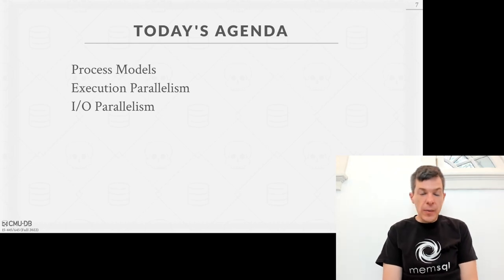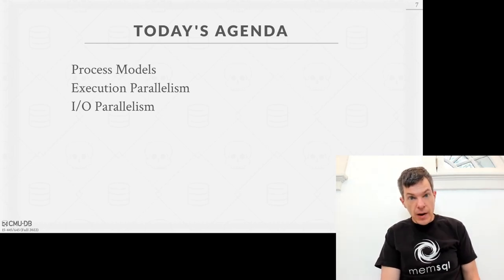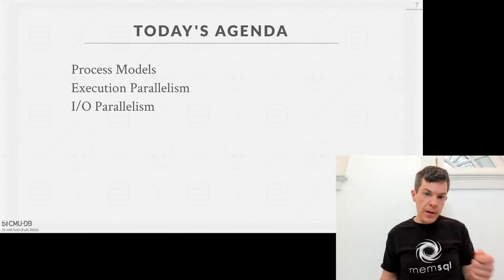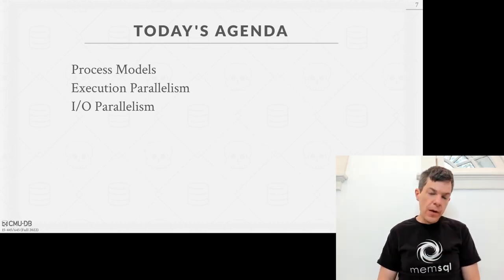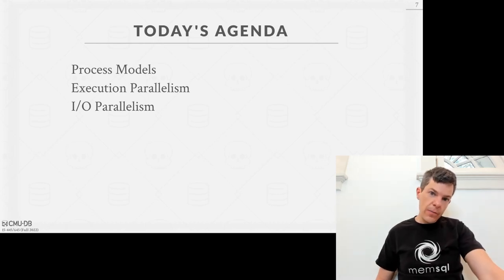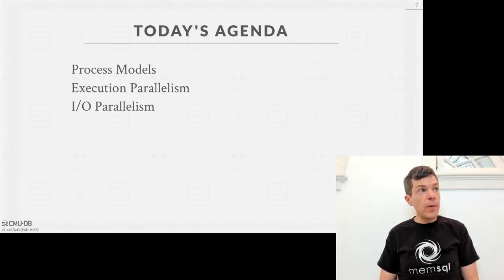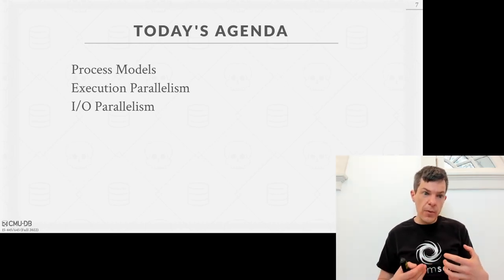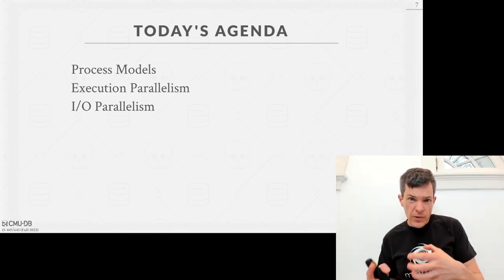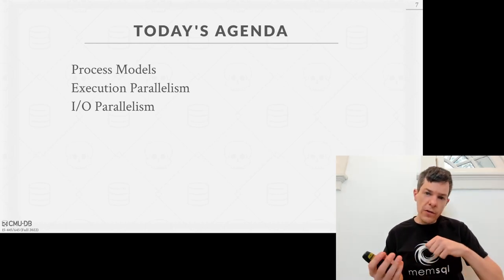All right, so I want to begin talking about different process models you can have in your implementation of a database system. Then we'll talk about how to do query execution in parallel. And again, we'll cover the high-level concepts of how you organize a query plan to move data or shuffle data between different workers. And then we'll finish up talking about I/O parallelism, which is an important problem. If you take the source system class, I think they cover this in a bit more detail. But we'll talk about it from a database system perspective, about what the database can know is going on versus what is external to it.